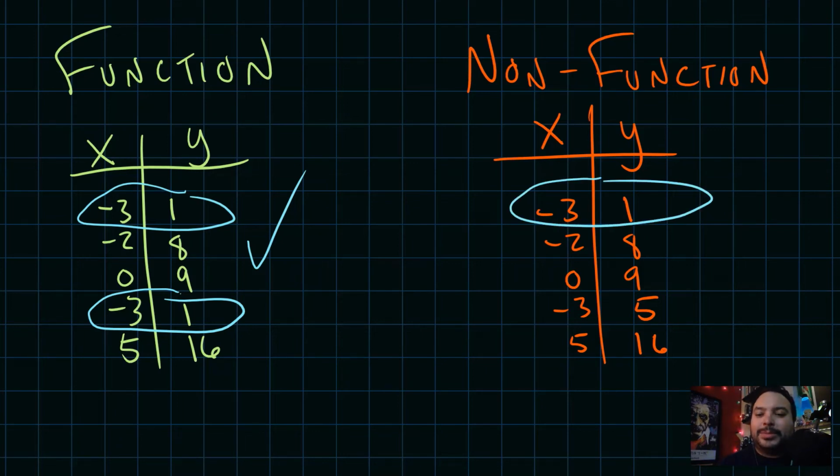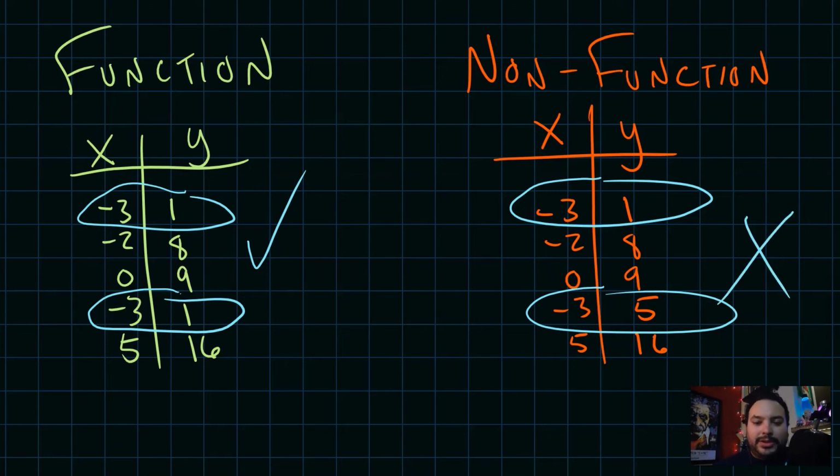Now, what is not alright is, let's say we had the same type of function, but this time -3 is paired with 1 at the beginning, and -3 is paired with 5 later on. This is unacceptable for a function. The same domain value cannot have two or more different y values. It can only have one.